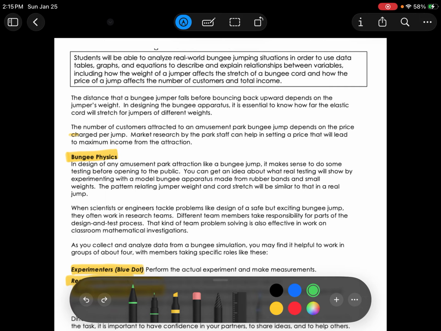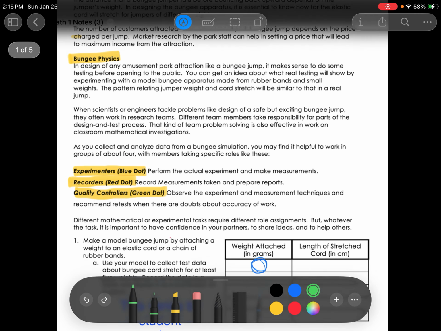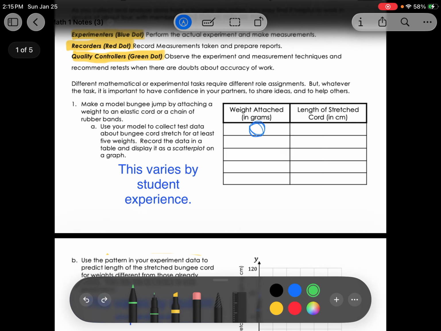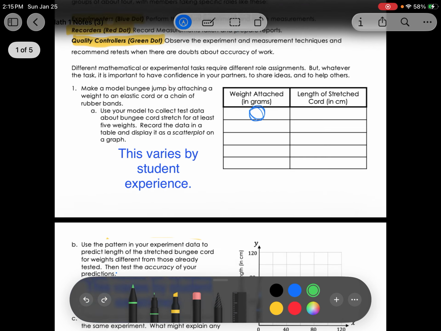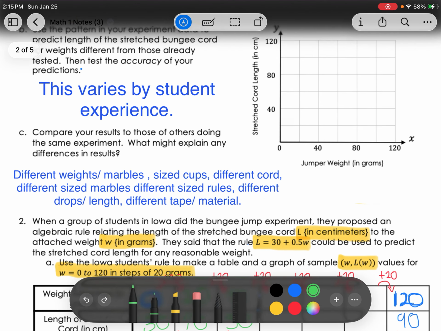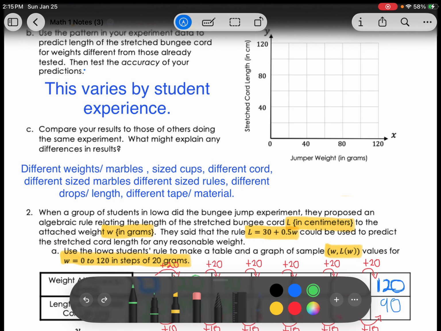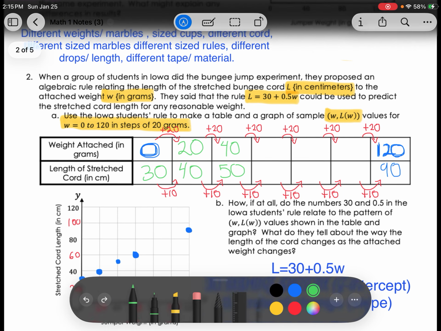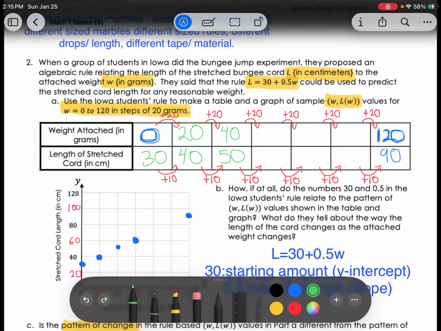We're going to be finishing up our notes from Friday about bungee jumping. You guys remember that? Hopefully you do. The first part, you filled it in with your group. Second part, you filled it in with your group. If you didn't fill it in, then you lost it. But that's okay, because another group could have had different size marbles, different weight of marbles, different size cups, different cords, different rulers, different drop lengths, and different tapes and materials, okay?